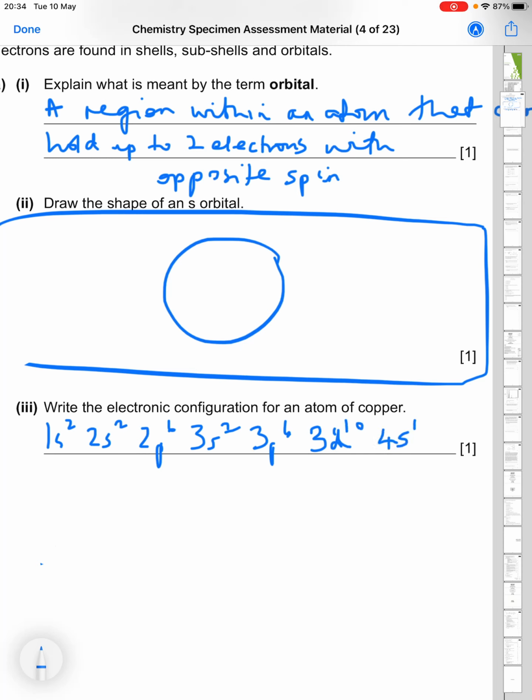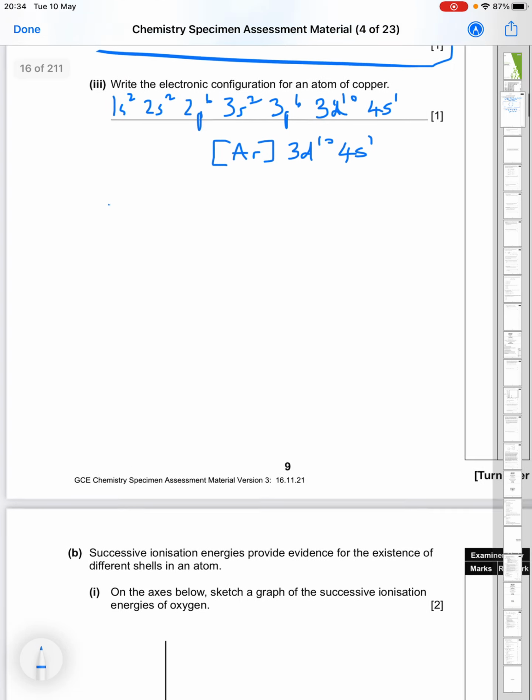10, 4s1. Now you can do it in the shorthand using the noble gas notation, which would be Ar for argon, and then 3d10, 4s1. But you'd probably be more confident just writing the whole thing out as I have done there. Either would get you the marks.